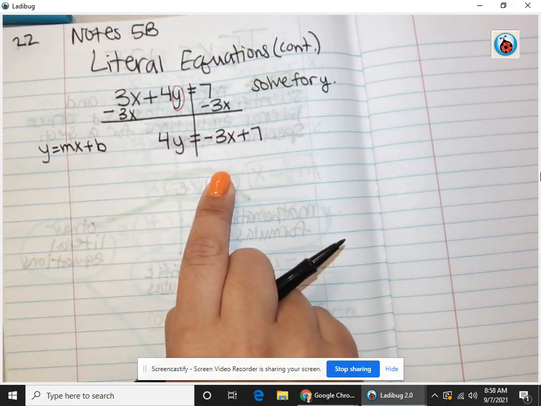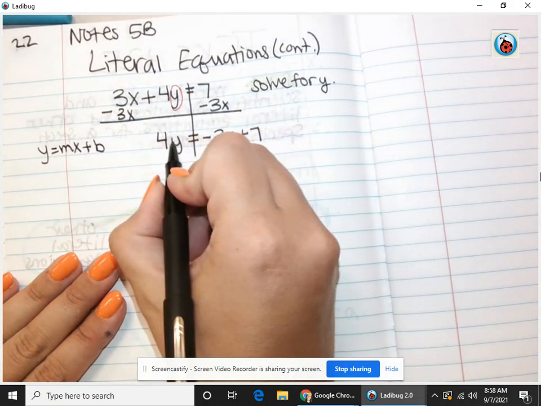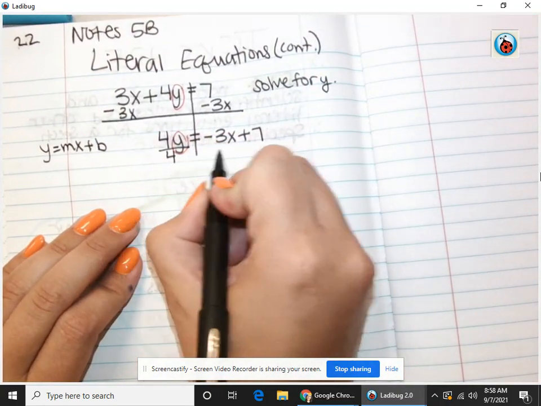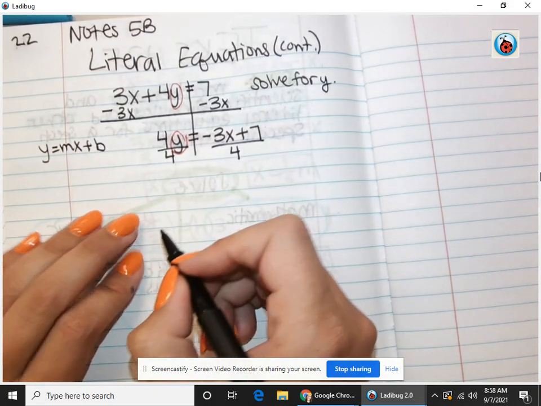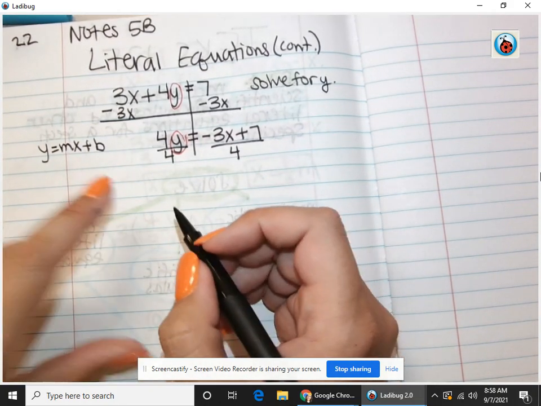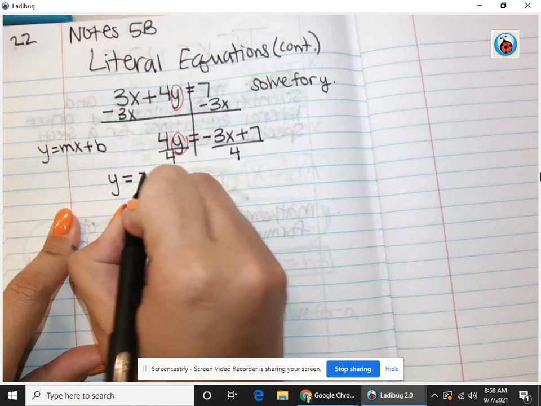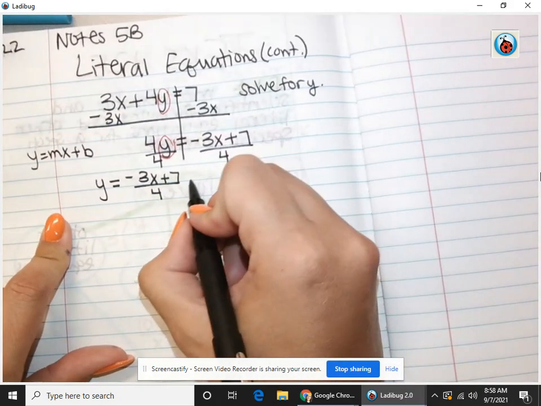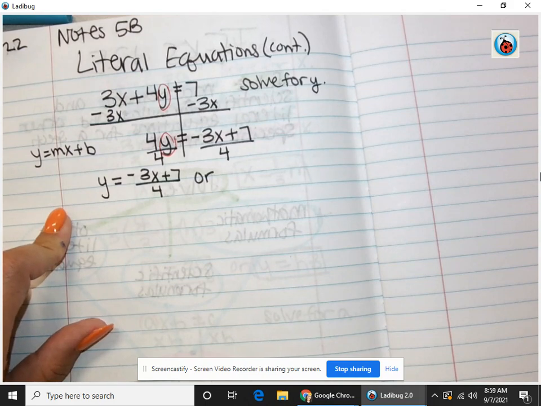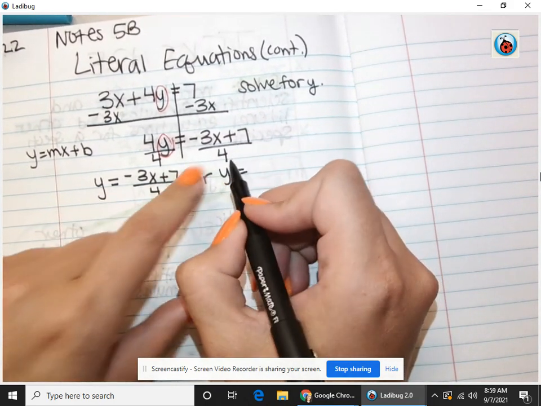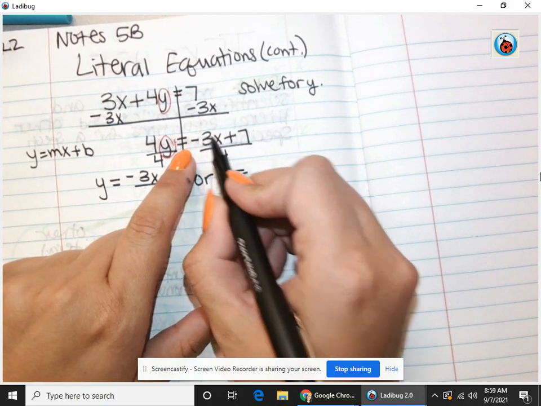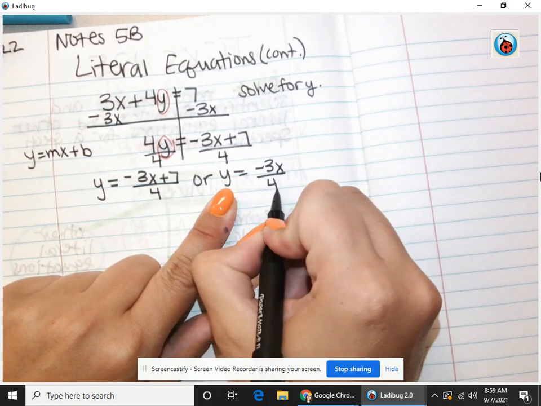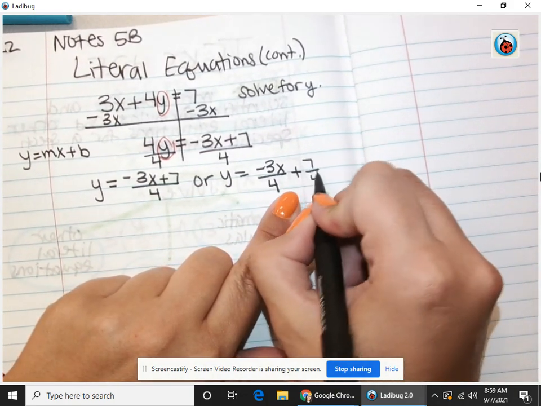Okay, so what would I do now to get the y by itself? I'm going to divide by 4. Now, there are two different ways you can write this. You can keep it as a big fraction, so simply y equals negative 3x plus 7 divided by 4. Or you can break it up into little fractions, where the 4 is really dividing both the negative 3x and the 7. So I could break it up and have negative 3x over 4 plus 7 over 4.